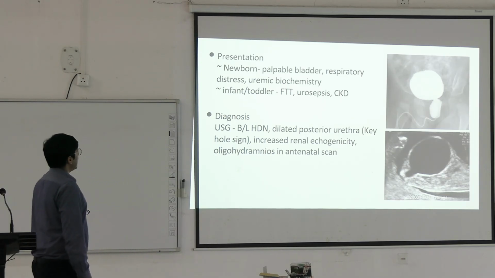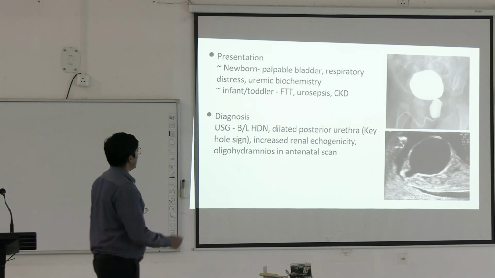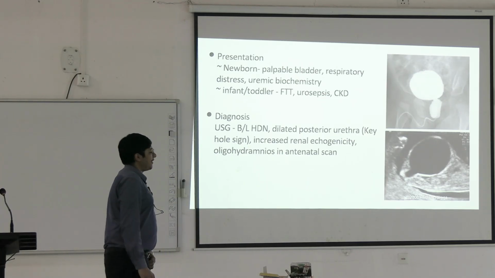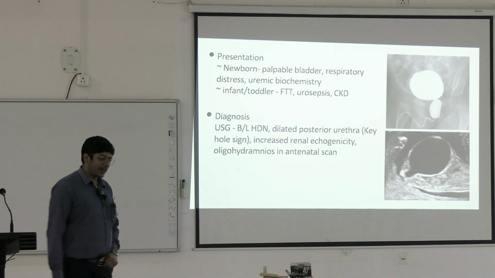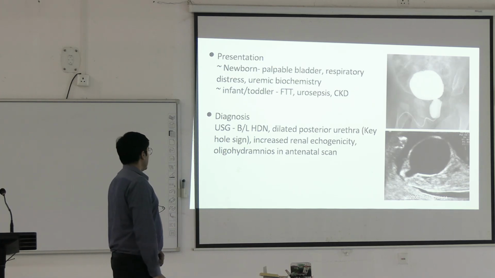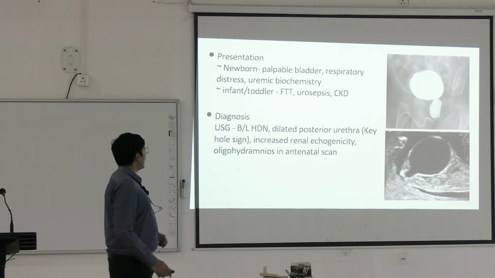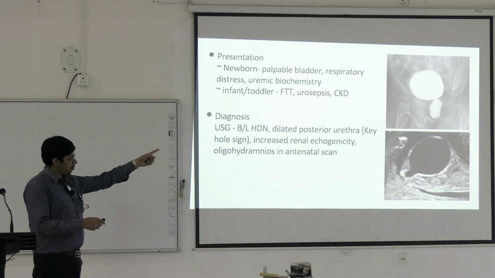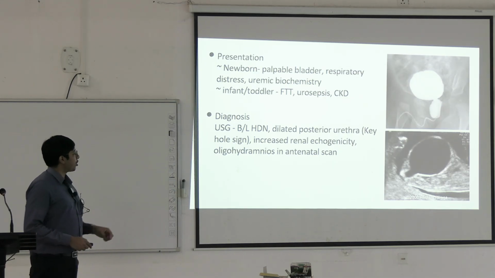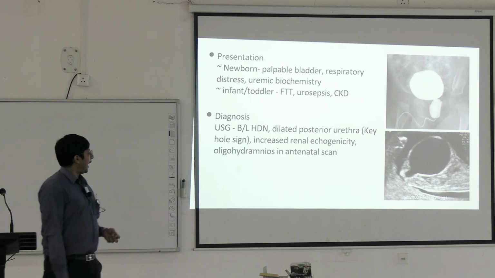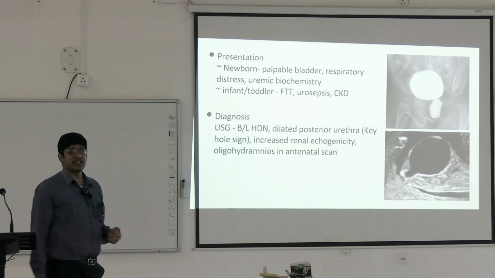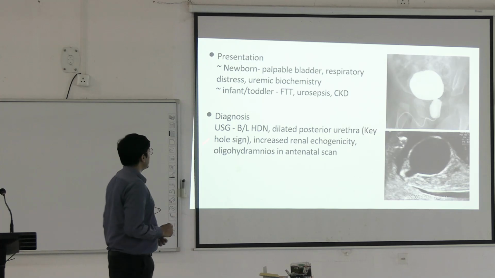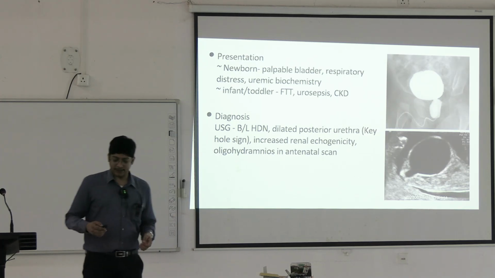It presents in the newborn with a palpable bladder, respiratory problems, a uremic picture in biochemistry, and recurrent UTIs in the slightly older toddler age group. It is diagnosed by bilateral hydronephrosis and a dilated posterior urethra, as it shows in the two photos. It is called the keyhole sign. There is increased renal echogenicity depicting renal dysplastic changes, and oligohydramnios is visible in the antenatal scans.